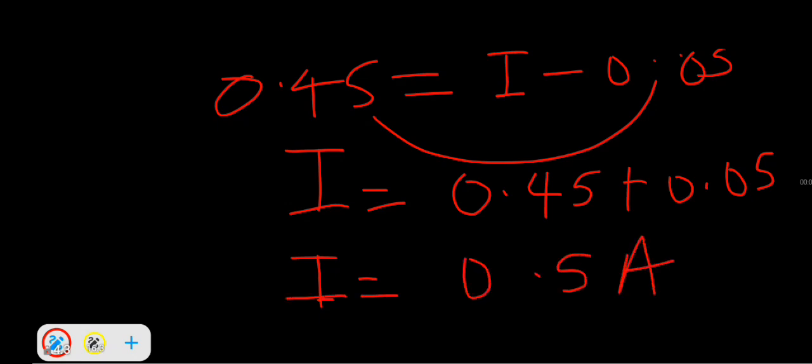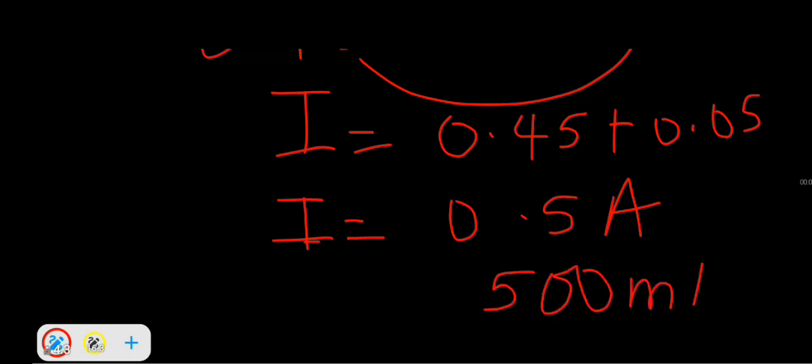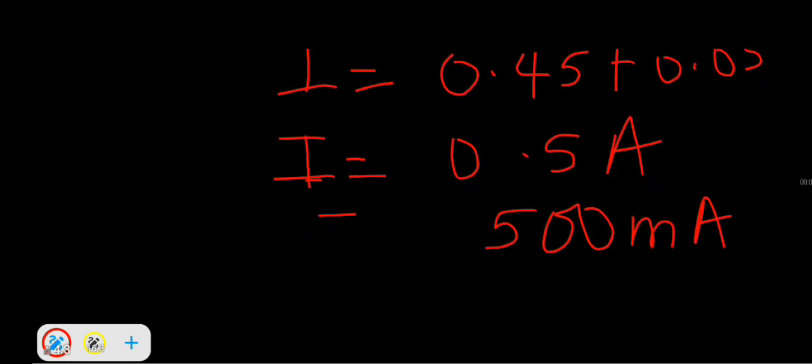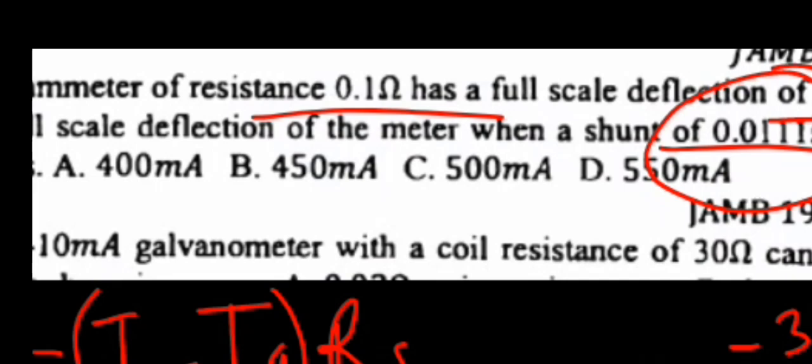So this is the answer, but it might not be in the options. If you multiply this by 1000, it will be 500. Then just write milliamperes here. So this is another way of writing the answer. I is equal to 500 milliamperes. The answer is 500 milliamperes. That's option C. It's actually 0.5 amperes, but it is not in the options, so convert it to milliamperes.